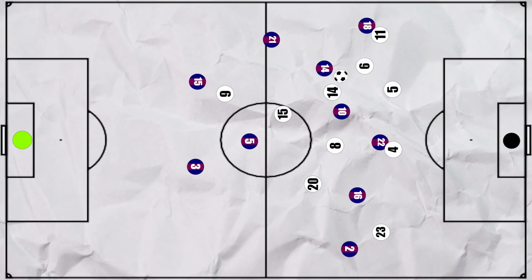But overload on the left also left them vulnerable, as when there was a turnover, Real looked for a quick switch to Vinicius to begin the transition.